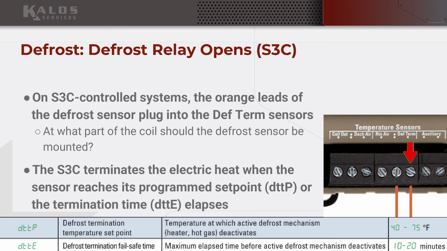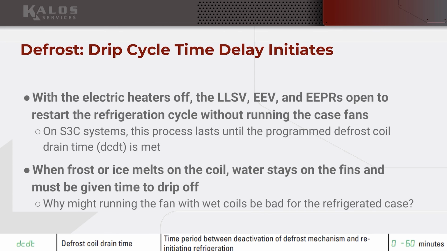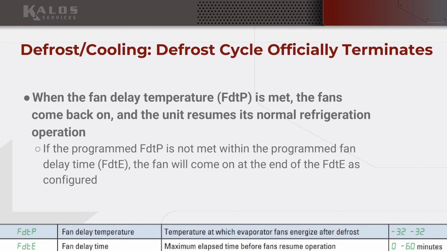This would be where that resistor would terminate in order to effectively do the same thing, to provide early termination of defrost. Okay, so we finished our drip cycle with the electric heaters off, and restart the refrigeration while running the case fans. Okay, we have already talked about this. We kind of got ahead of ourselves, but we talked about this.